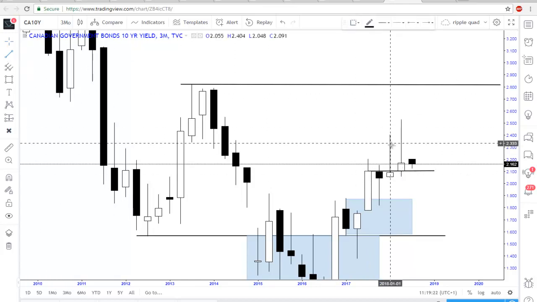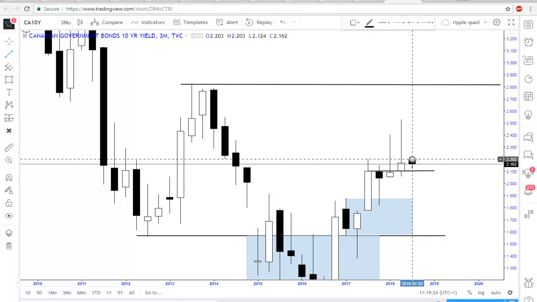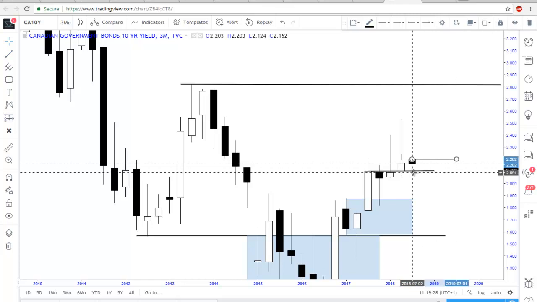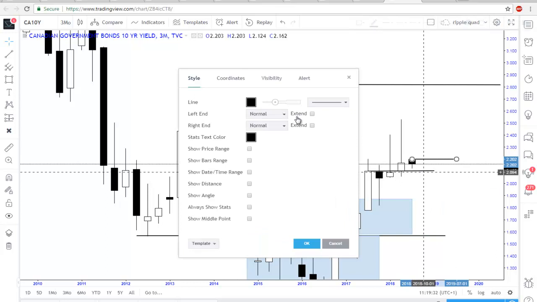So you can say, well, if I'm not confident, you wait for the quarterly open strategy. So that's the open. Let's mark out the open more accurately. The open comes in at 2.203.